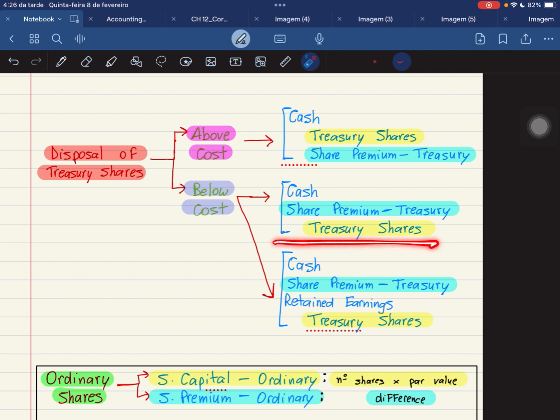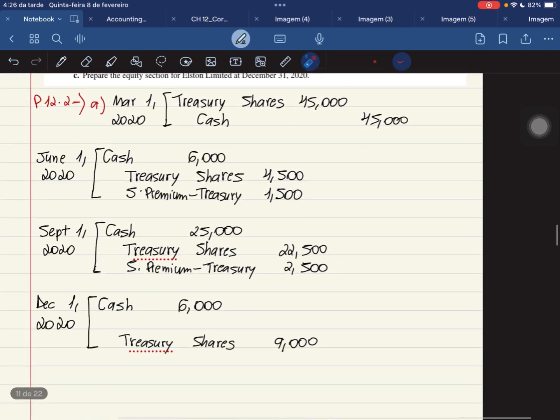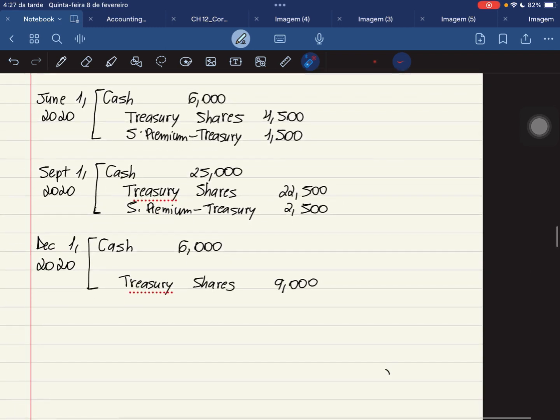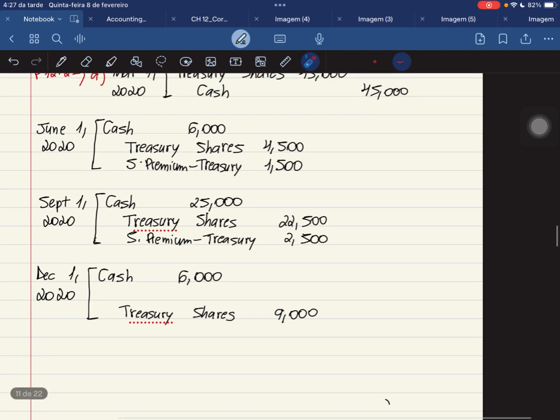It could be either this one or this one. In our case, we would be using this one over here. So when do we use this entry over here? Well, you see that the difference between these two, that is 3,000, right? Between this and this, that is 3,000. So we can actually debit it over here.